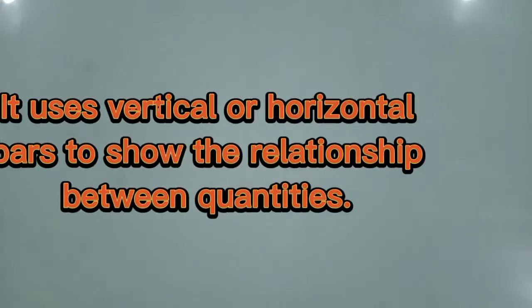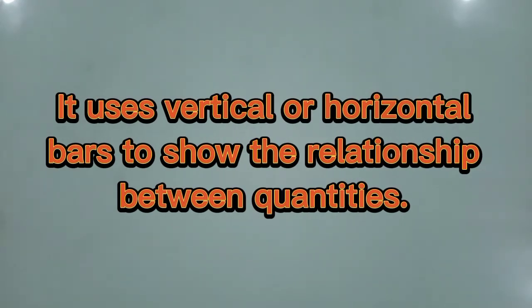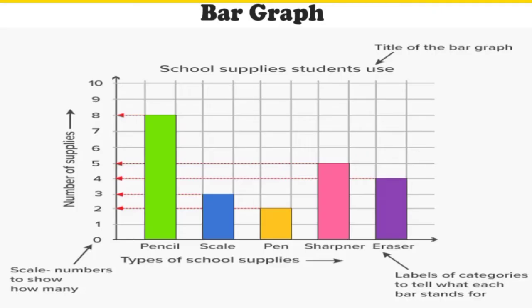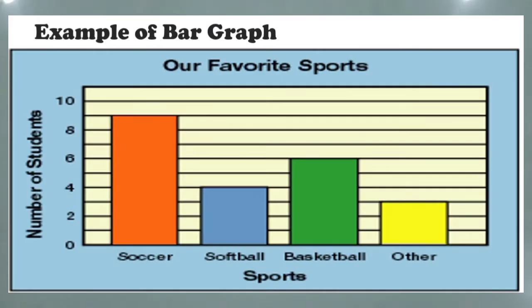So let's start with a bar graph. When we say bar graph, it uses vertical or horizontal bars to show the relationship between quantities. So these are some of the examples of what we call the bar graph.